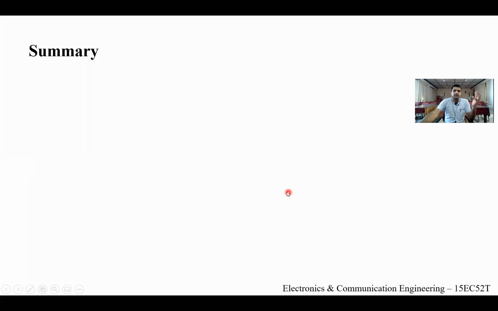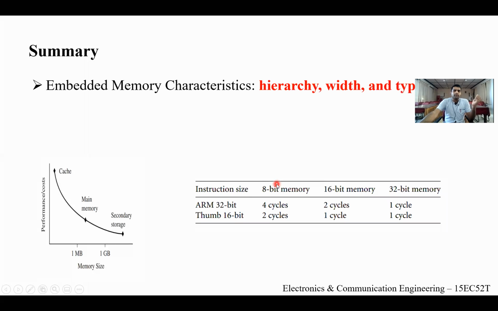We can summarize the points discussed in this session. Embedded system memory characteristics: one is hierarchy, width, and type. In this diagram, we can see there are three types of memory: cache, main memory, and secondary memory. The cache memory is the fastest memory, and secondary memory is the slowest. Cache performance and speed are very high, secondary memory performance is less. Cache costs more and secondary memory costs less. Cache is a small memory and secondary memory is a large memory.